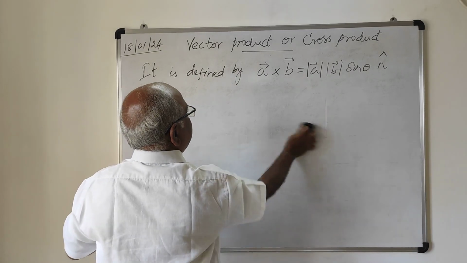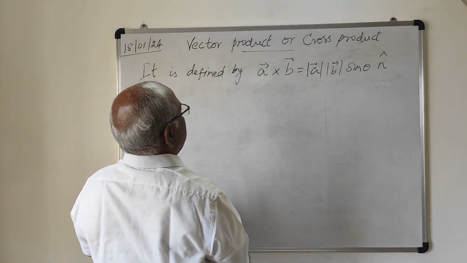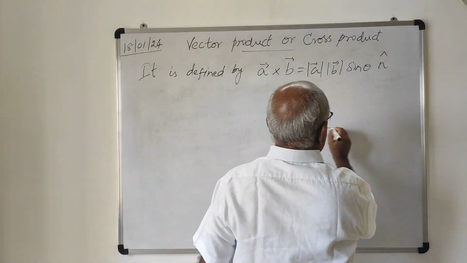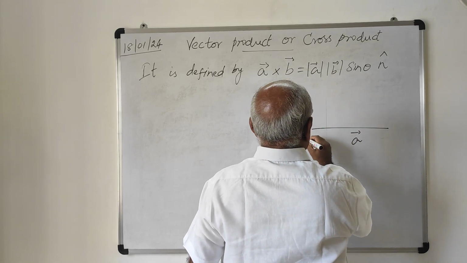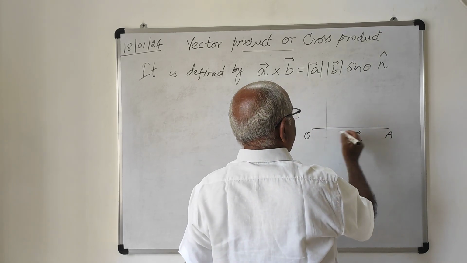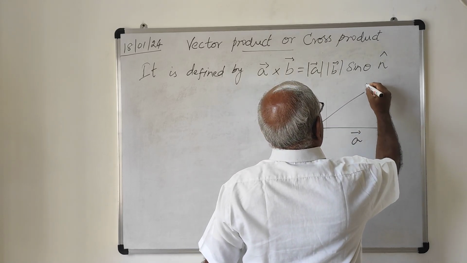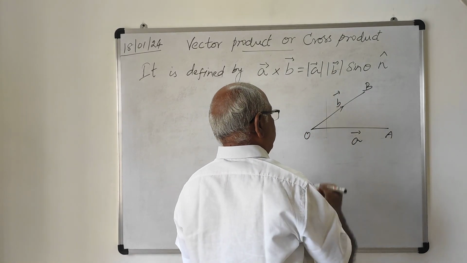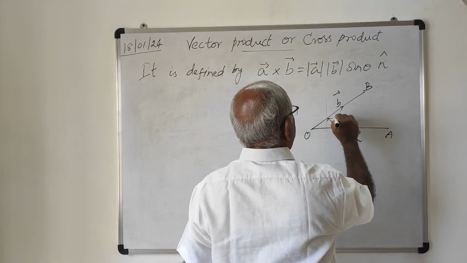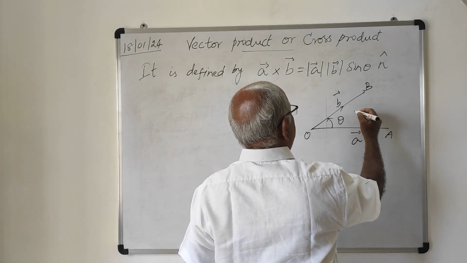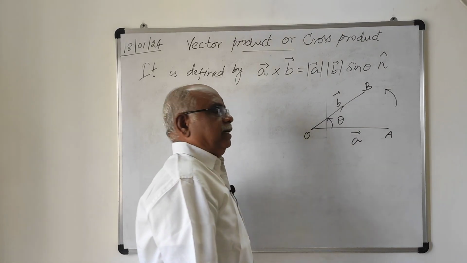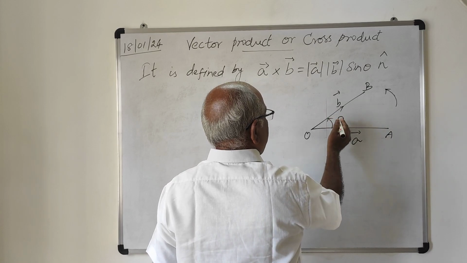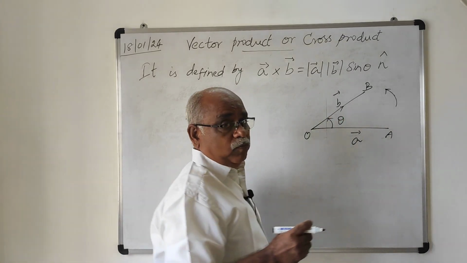Now, vector product of two vectors A and B is defined by A cross B is mod A into mod B into sin theta into n cap. What is n cap? Say this is vector A acting along OA, and B vector is acting along the direction of vector OB, and theta is the angle between the vectors A and B. It should be measured in the anti-clockwise direction. So A cross B is mod A into mod B into sin theta, where theta is the angle between the two vectors A and B.